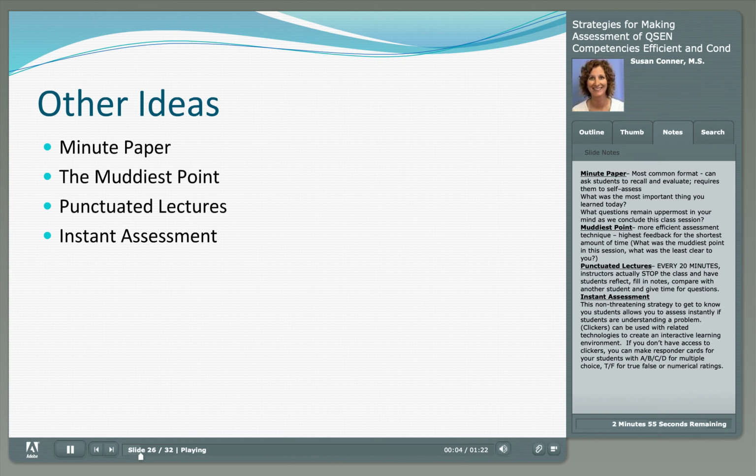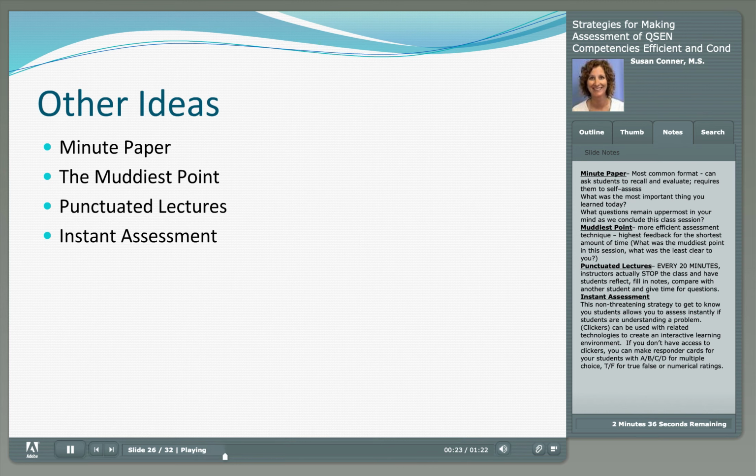Minute paper. This is the most common format. Ask your students to recall and evaluate. It requires them to self-assess. What was the most important thing you learned today? What questions remain uppermost in your mind as we conclude this class session?